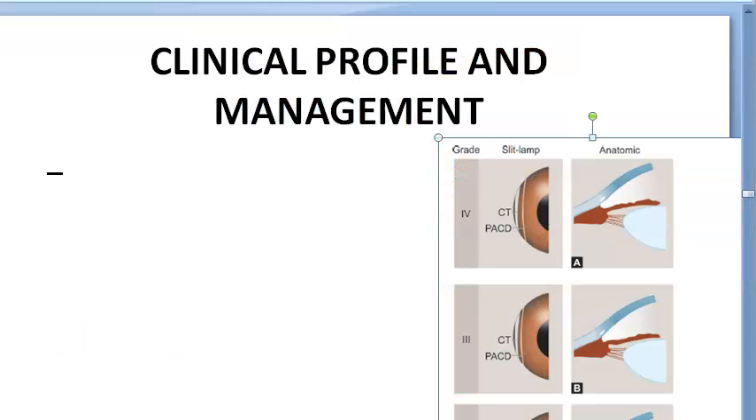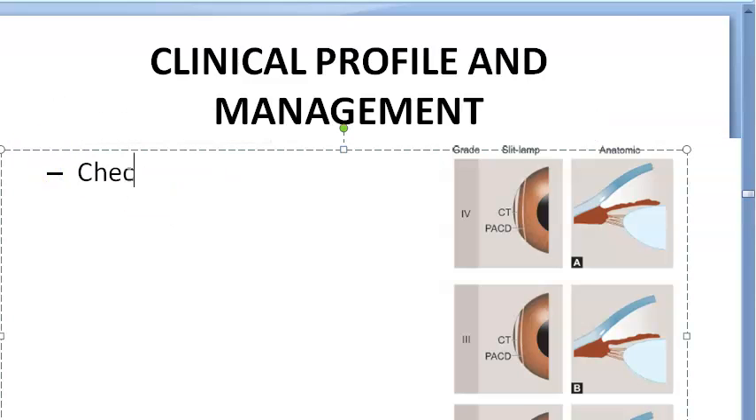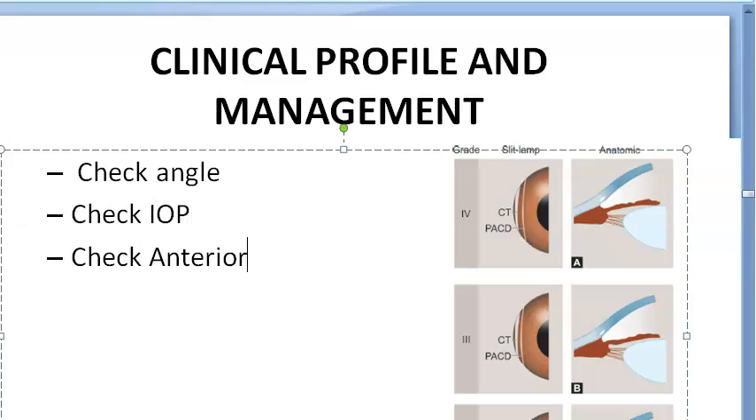Anyways. See, guys, there are a lot of provocative tests. Prone dark room test. Then you have mydriatic provocative tests. A lot of tests are there. Anyways, basically your check is checking the angle. Check the angle, check IOP, check anterior chamber depth. How will you check? By the shadow. You remember oblique illumination. Then you will do some gonioscopy. Then we will do what?